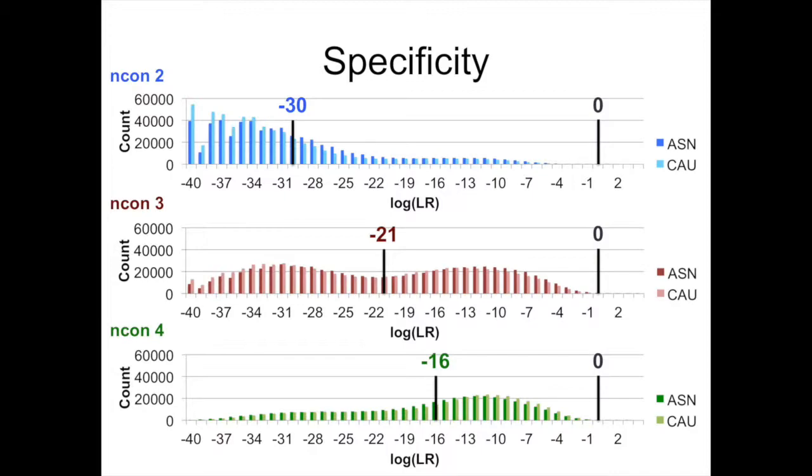And what we see are these highly negative mismatch distributions for each contributor group, with averages ranging from a log-LR of negative 30, which is 1 over a 1 followed by 30 zeros, to negative 21 with 3 contributors, to a log-LR of negative 16 with 4 contributors. And again, you can see that shift closer to 0 as you go from 2 to 4 contributors, which is expected as there is more uncertainty with 4-person mixtures.